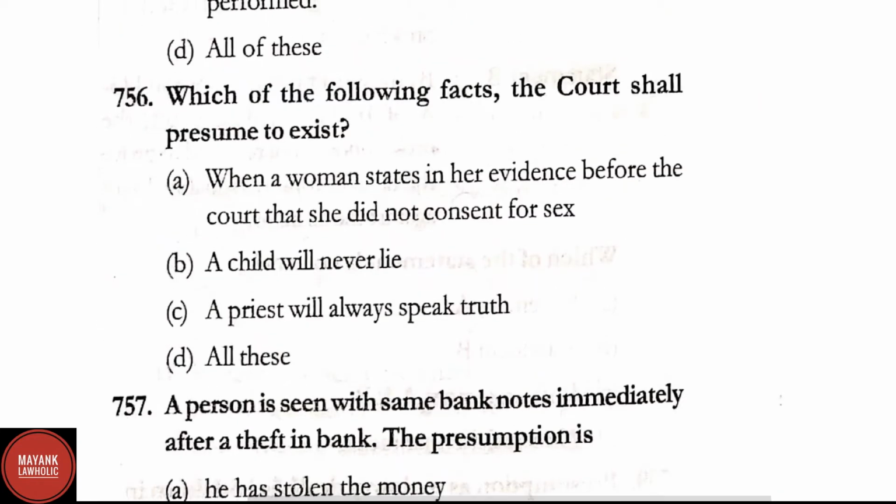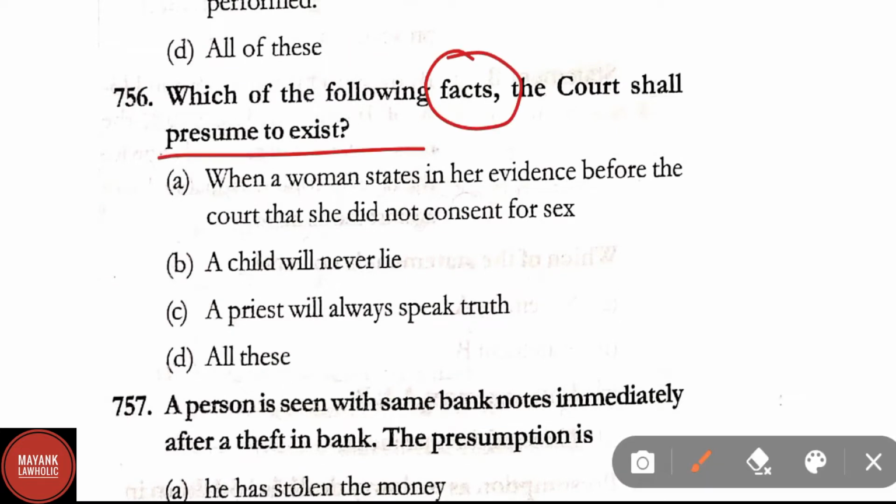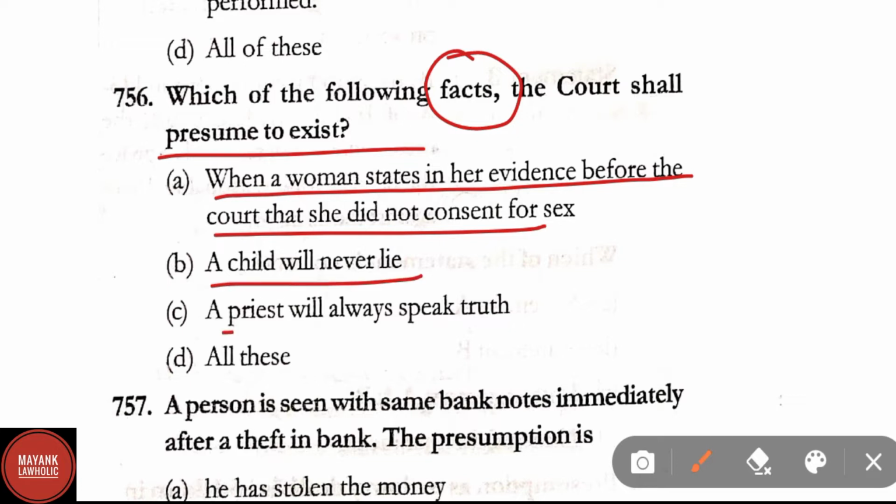Question number 756. Which of the following facts shall the court presume to exist? Option A, when a woman states in her evidence before the court that she did not consent to sex. Option B, the child will never lie. Option C, a priest will always speak the truth. Option D, all of these. Here the correct answer is option A. When a woman states in her evidence before the court that she did not consent to sex, this is something the court shall presume to exist.